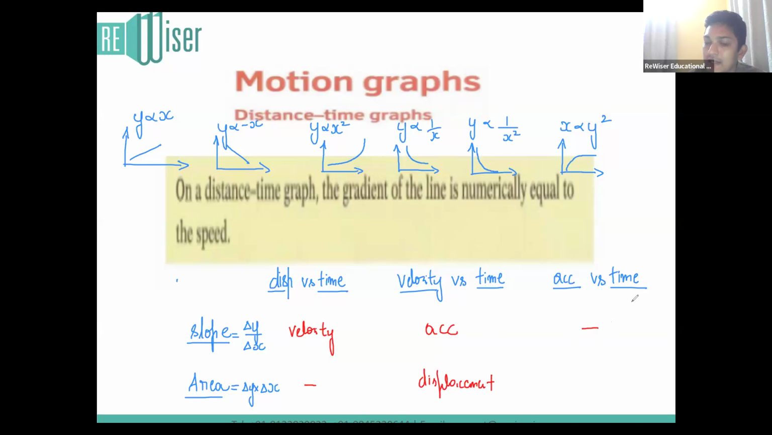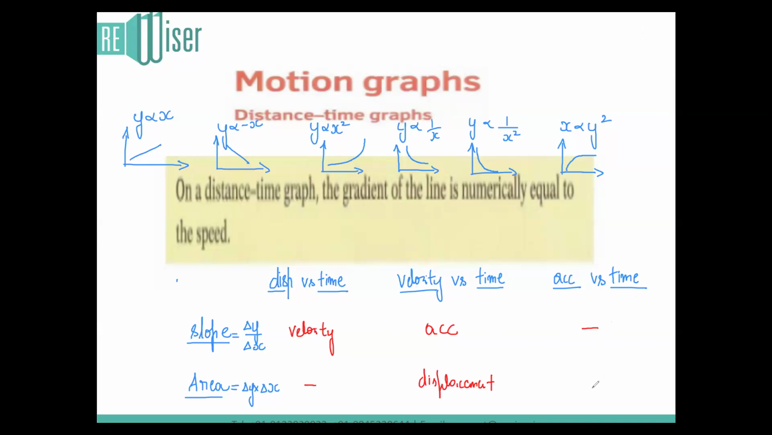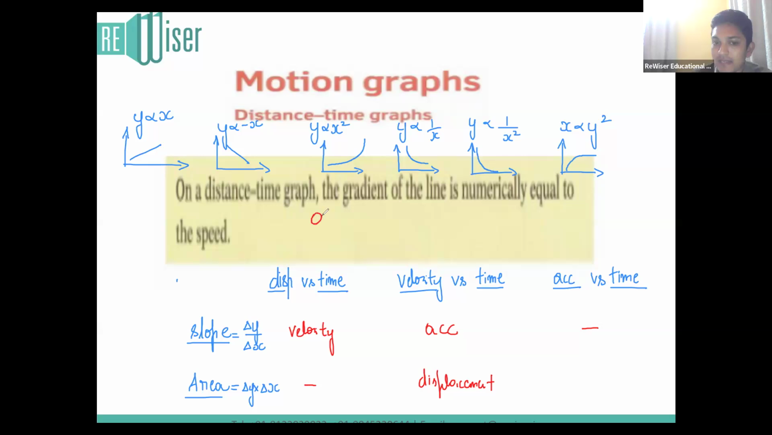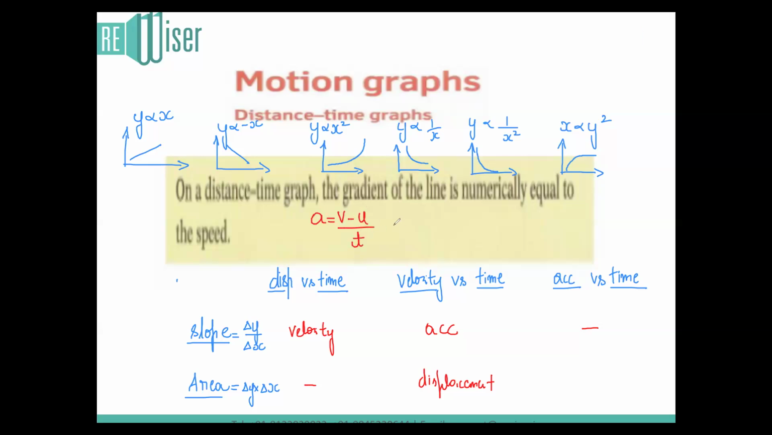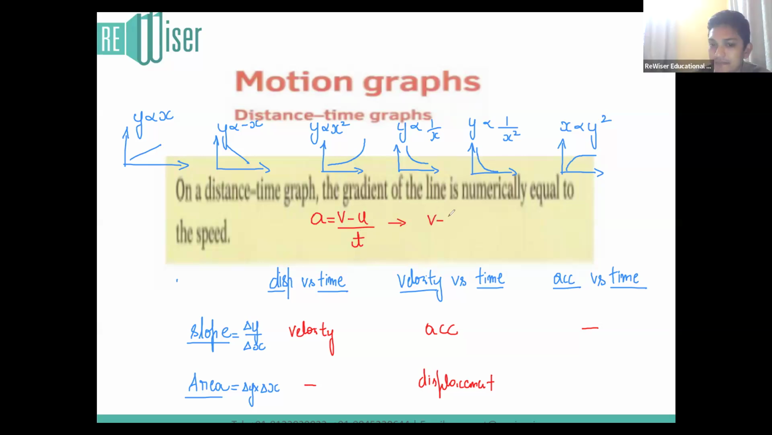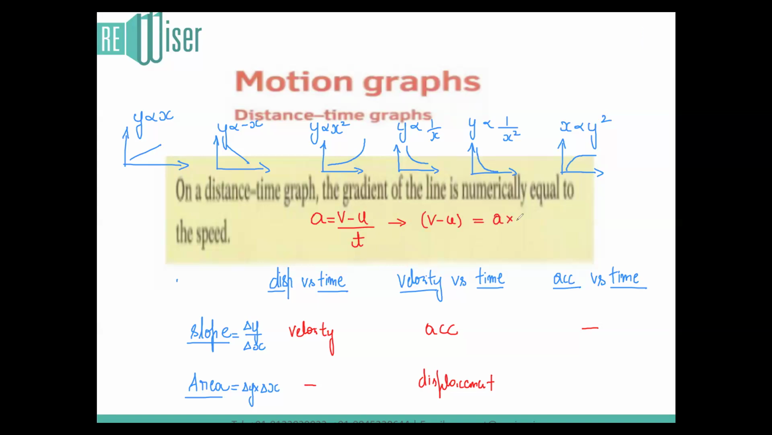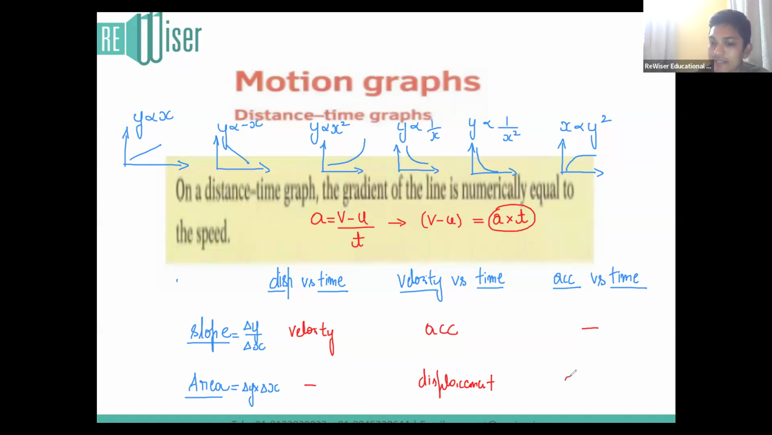Change in acceleration into change in time. I don't think so. You sure? Go back to one of the formulas. A equals V minus U by T. If you cross multiply, what do you get? Correct. Change in velocity. You said velocity initially, this was acceleration again. Change in velocity. Okay.